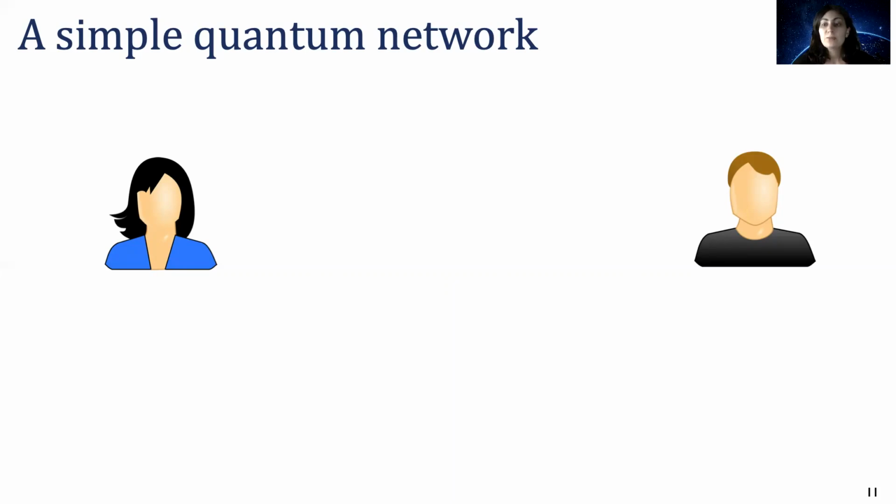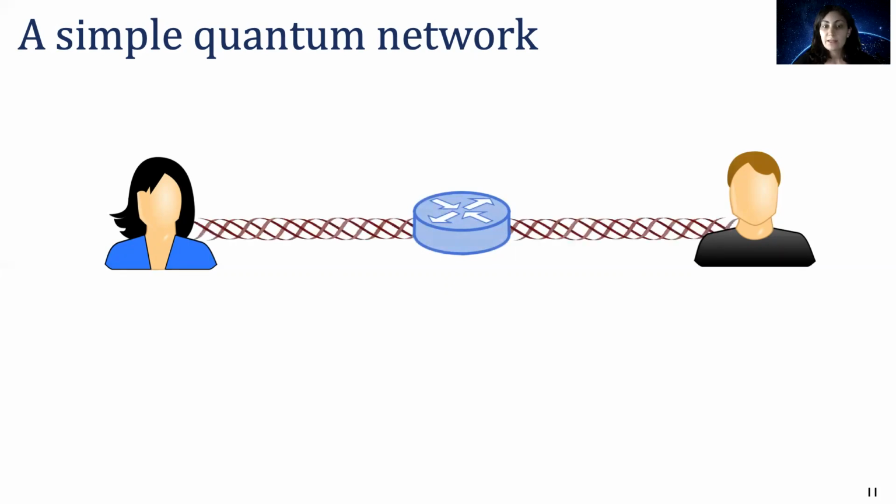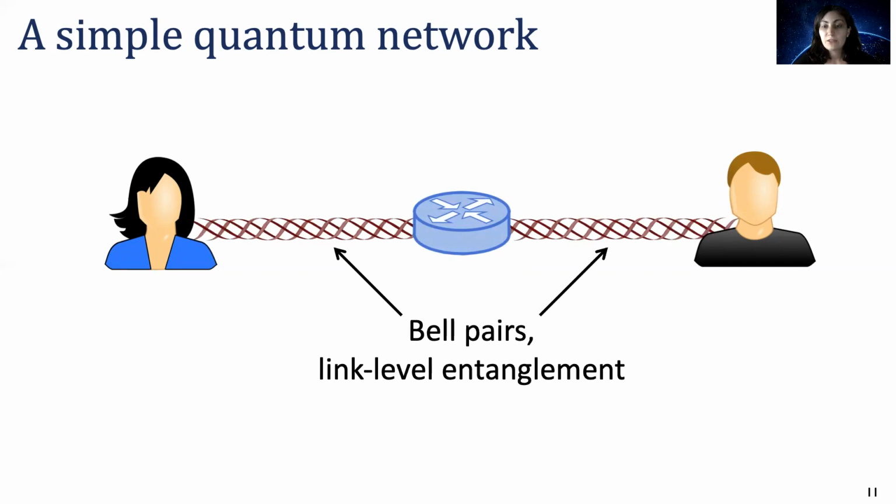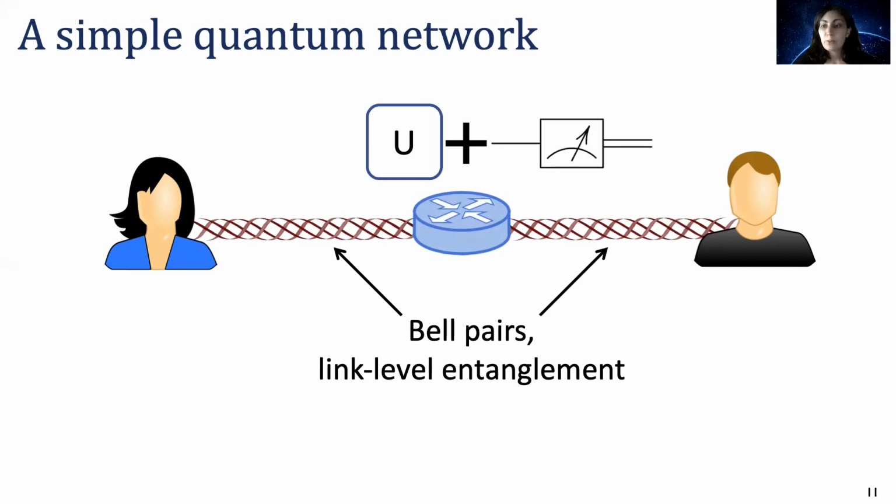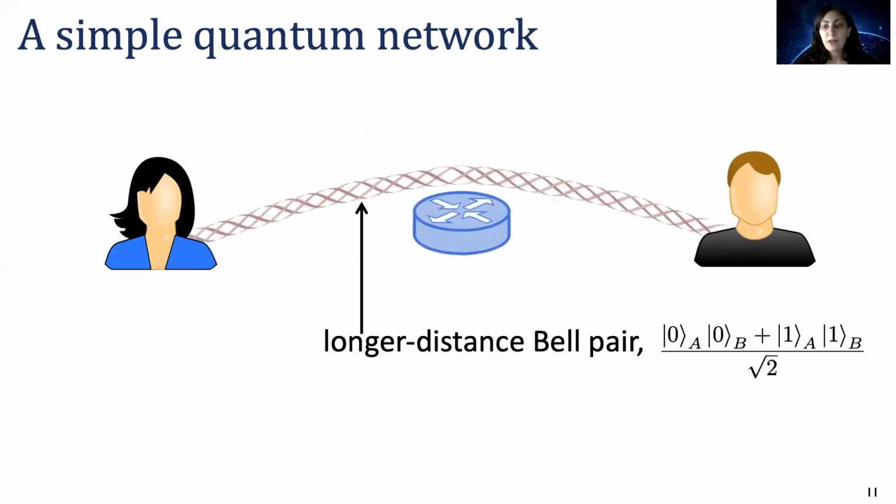We can create a simple quantum network by positioning a device between them known as a quantum repeater. The users will generate entanglement between themselves and the device, and these link-level entangled states are Bell pairs that we saw in previous slides. The repeater will then perform some local operations and a measurement, collectively known as a swapping operation, the result of which is a longer distance Bell pair directly entangling the users' qubits.